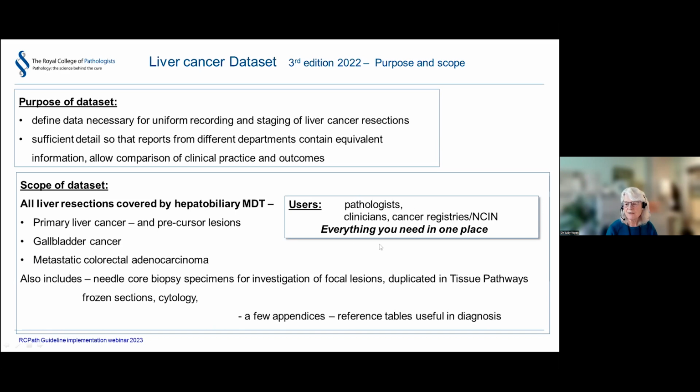The users of this is primarily pathologists, and this will include BMS staff now who might be dissecting the resection specimens. And secondarily, because we're reporting in a uniform way, the clinicians and cancer registries should benefit, and of course also the patients whose specimens we're dealing with. My overview is really just to signpost you to what's new in the document and mention a few of the appendices that we've added at the end.